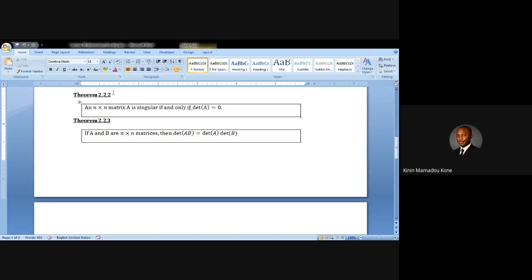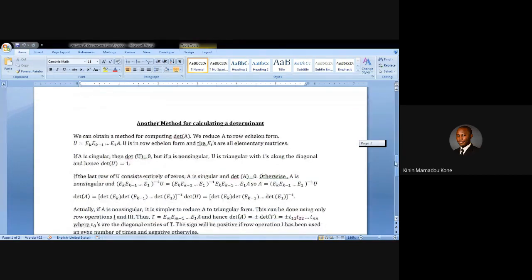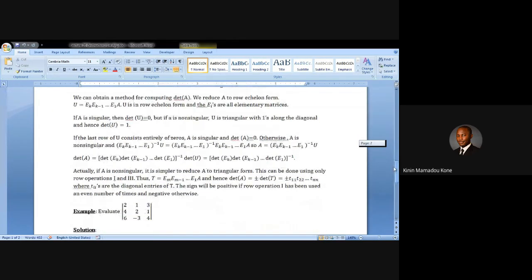Theorem: if A is an n by n matrix, A is singular if and only if its determinant equals 0. Theorem 2.2.3: if A and B are n by n matrices, the determinant of the product AB is going to be the determinant of A multiplied by the determinant of B. The next one is another method for calculating a determinant. I think here we have to do one row operation on it. So let's read it together.